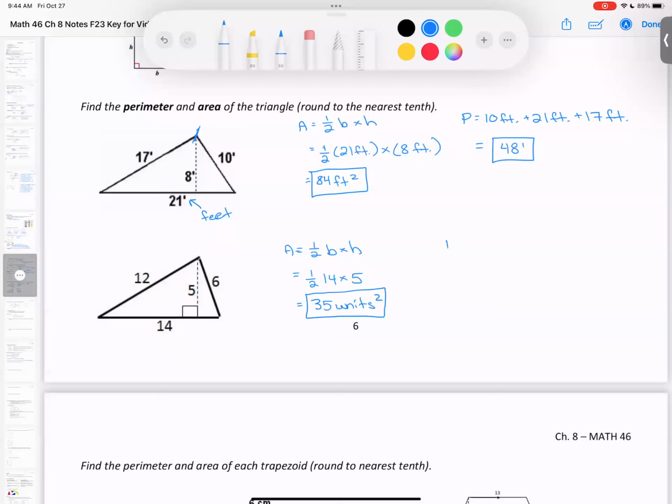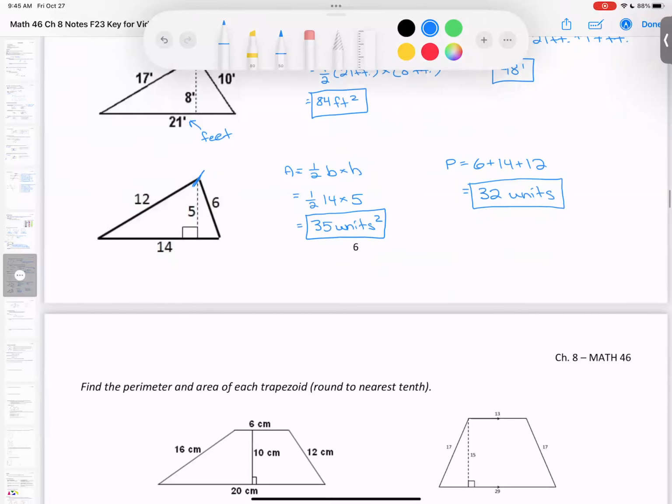Okay, perimeter, we're going to go around the outside edge. So we get 6 plus 14 plus 12. And that will give us 32. So 32 units. Okay, and that is triangles.